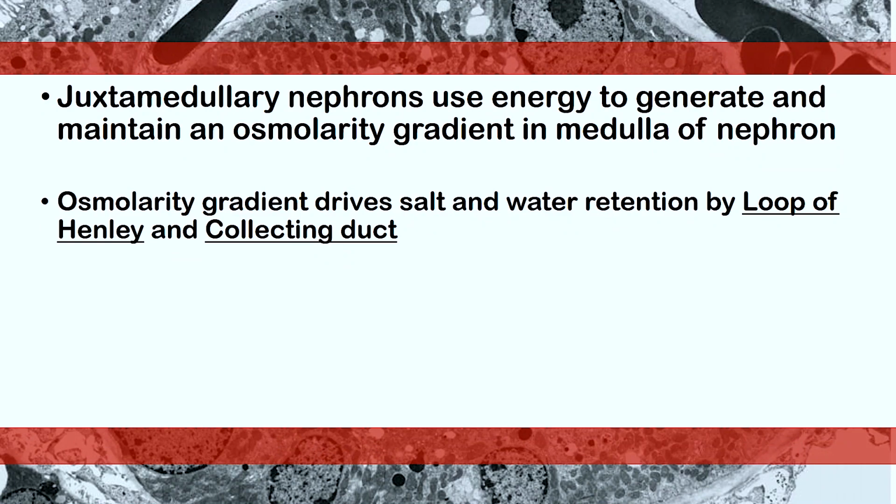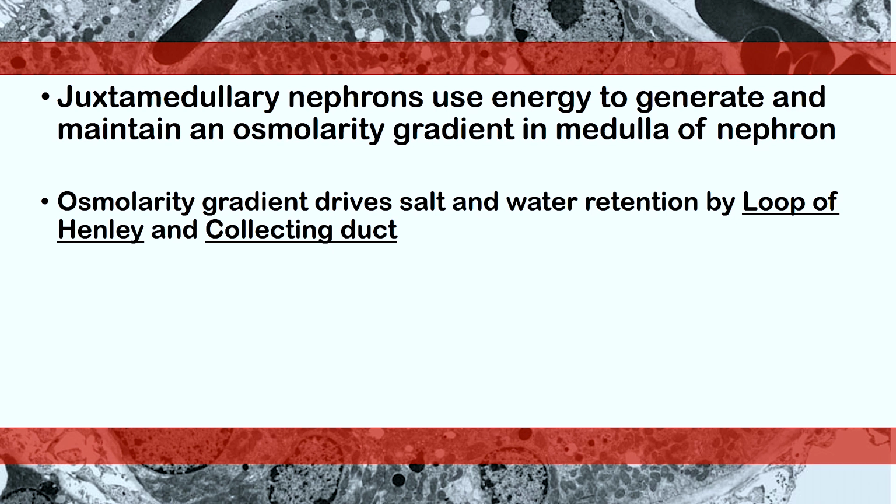It does so by the effect that we refer to as the countercurrent multiplier system. The juxtamedullary nephron will use energy to generate and maintain an osmolarity gradient within the medulla of the nephron. And that osmolarity gradient will then drive the level of salt and water retention provided by the loop of Henle and the collecting duct.